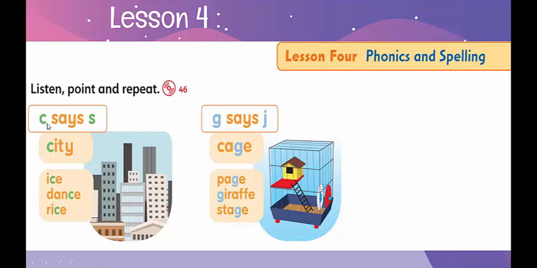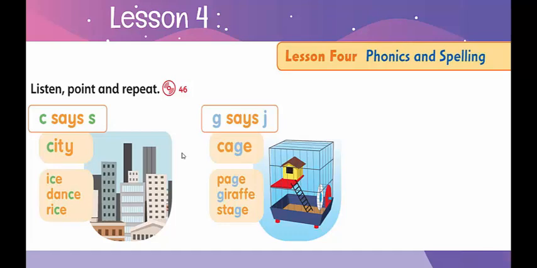The first one, letter C. As you can see, we may pronounce it as S. The first example, city, city. I was in the capital city. And the next one, ice, ice. We pronounce it as S sound. I like eating ice cream.